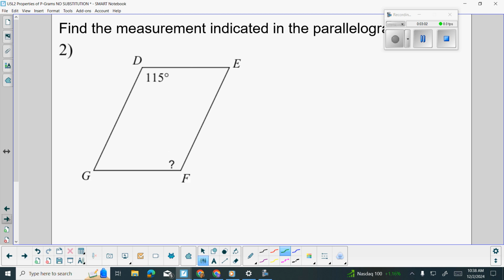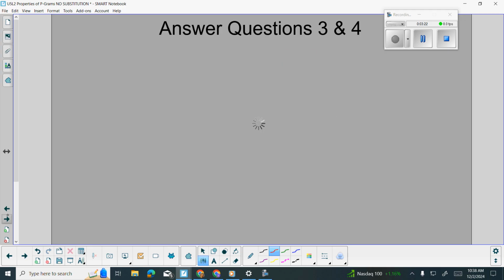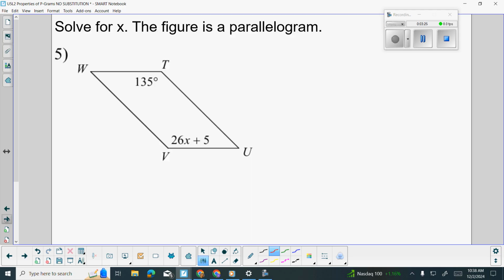Question 2. Here we have to find the measure of opposite angles. One of the 5 definitions of parallelogram says that the opposite angles are congruent, which means that the measure of angle F is going to be 115 degrees. Now, typically I would assign questions for you to do at this time, but I'm not going to. I'm going to go on to question 5 and 6, and then you're going to work on the other questions once I'm finished.